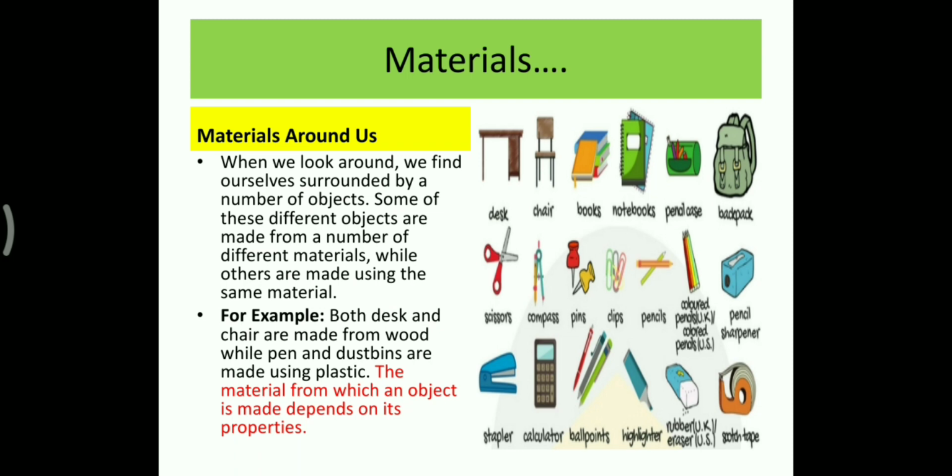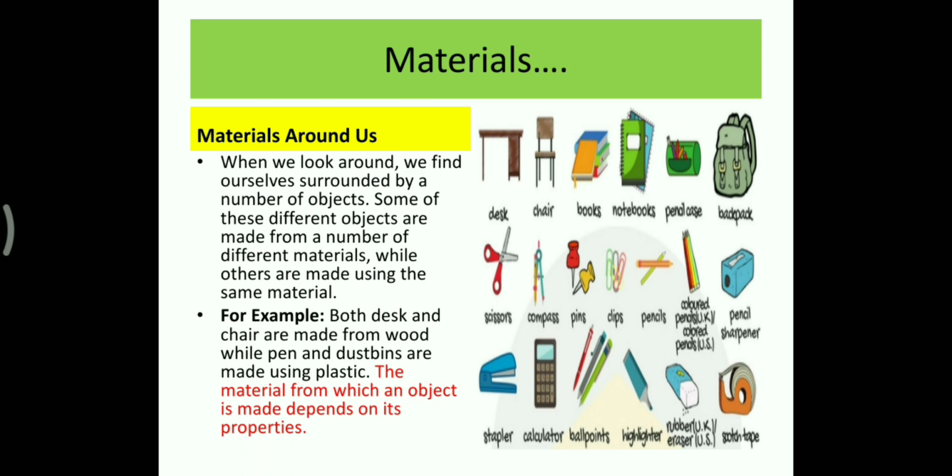Single material. Now you can see that chairs and books, notebooks, all these things are around you, and all these different types of things like compass, pen, pencil, all these things are inside your box. These all are made up of different things, and some of the objects are made up of two different materials.